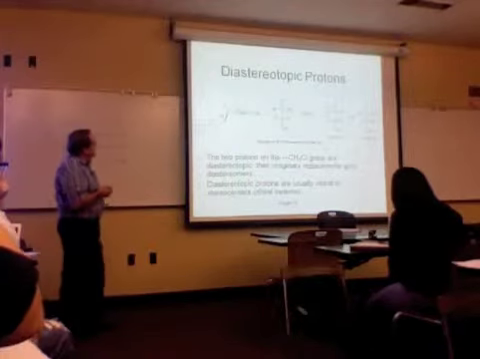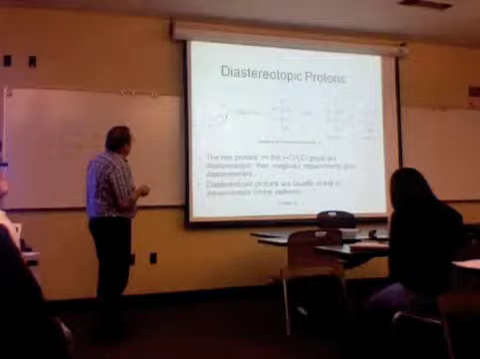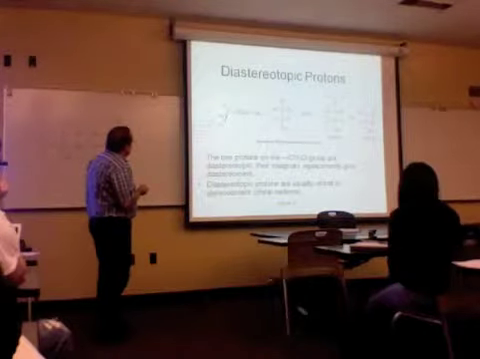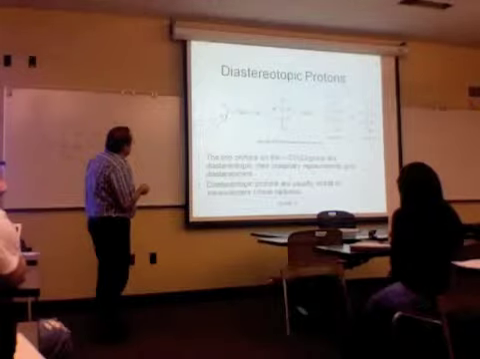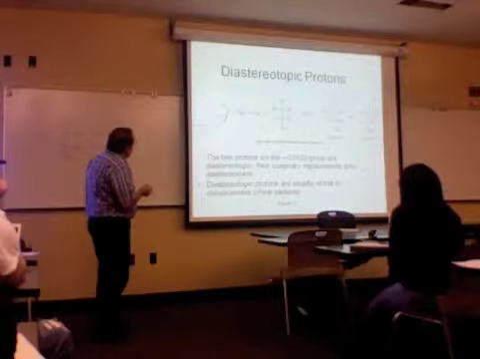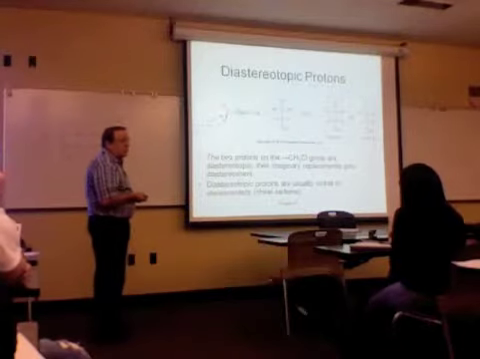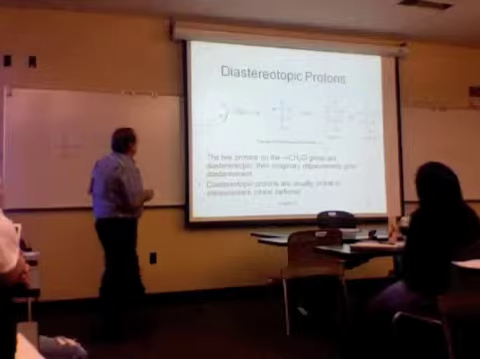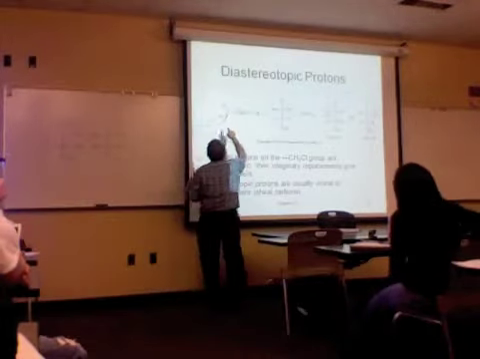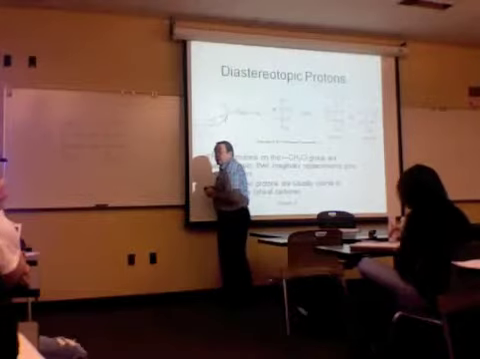What I've got here is a substituted propane. I've got a carbon here, a carbon here, and a carbon here. This carbon's got one chlorine and two hydrogens. This carbon has got this group, a hydrogen and chlorine. This carbon's chiral. Can you see that? Okay, now, the ones we're worried about here are these two, because these actually are diastereotopic.